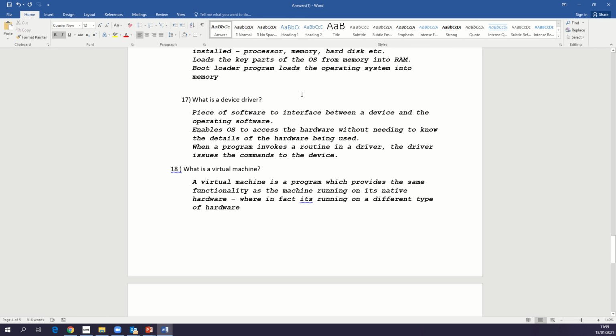Question 17, what is a device driver? We've touched on this quite quickly already. It's a small piece of software which acts as an interface between the device and the operating system. In the olden days, you'd plug a device into the computer and you'd have to load the device driver to make sure it would work. Nowadays, we have plug-and-play devices. This enables the operating system to actually access the hardware. It takes all the pain from the operating system in having to actually communicate directly with the hardware. So that means it can work on more than one system.